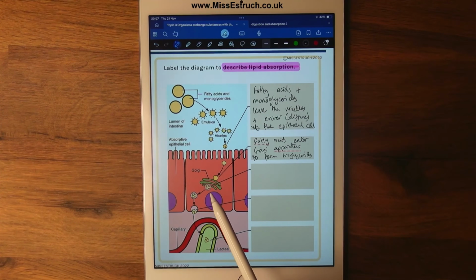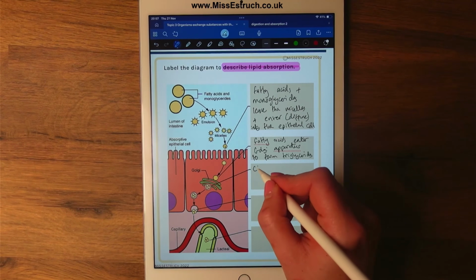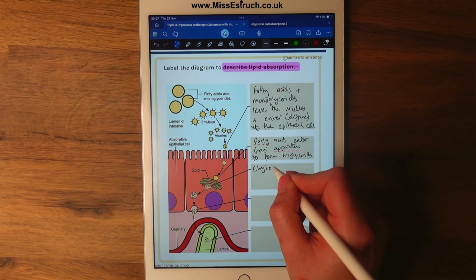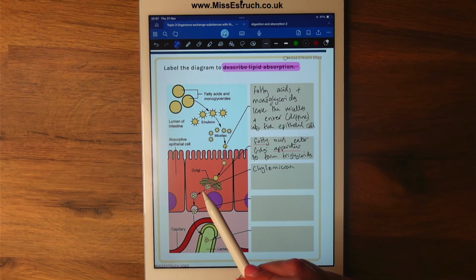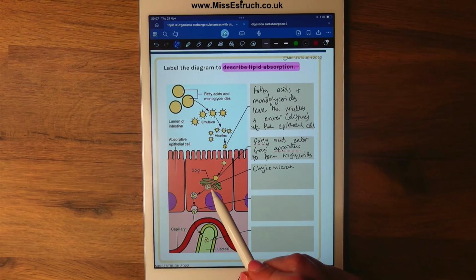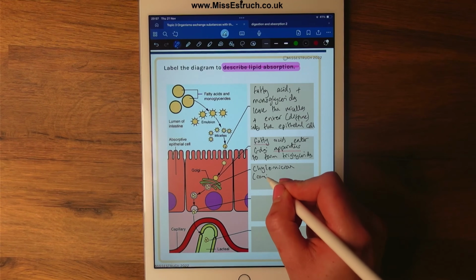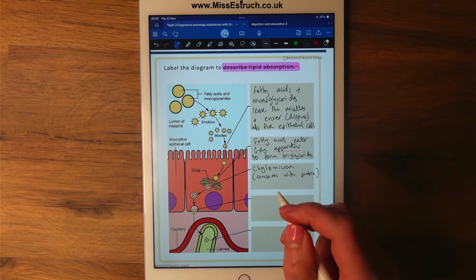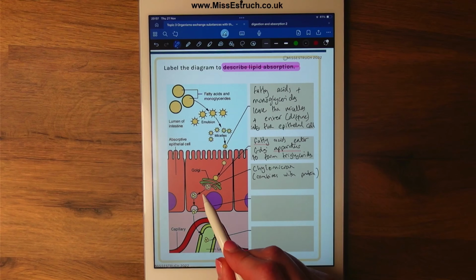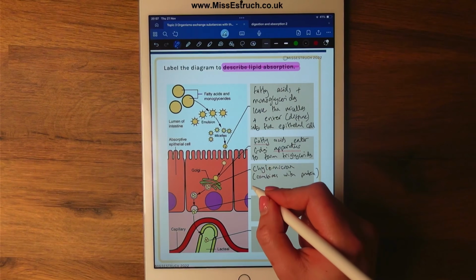Now at this point you could also have proteins being added and other modifications which would make it a chylomicron, which I'm just going to write here. We've got those fatty globules combining with proteins. That is when it combines with protein. And that is then released via the Golgi vesicle.